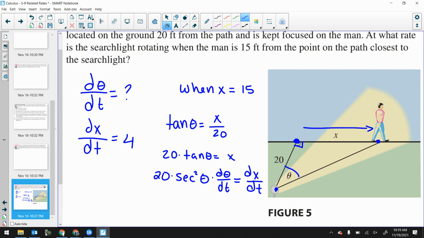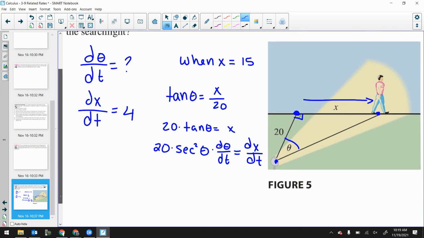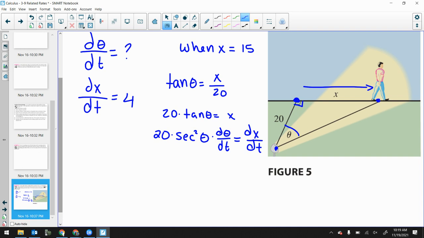If we were writing it in terms of our prime notation, we would say 20 secant squared theta, theta prime, is equal to x prime. That's how we would write it. But remember, we're using this Leibniz notation to remind ourselves, A, that we are always differentiating in terms of time, and that it is a rate, right? When we see a fraction, we normally think of a rate. This is the rate at which theta is changing. This is the rate at which x is changing. Okay, I think we have all of our information. Let's plug in all of our information.